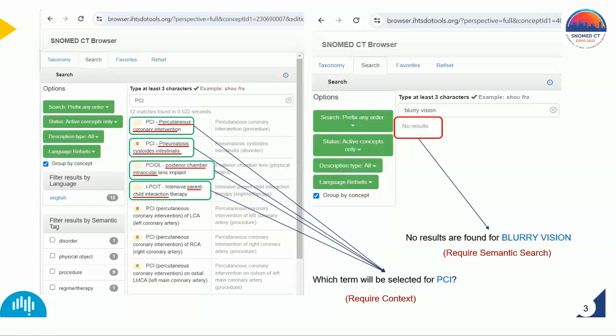This leads us to our primary motivations. First, how can we decode an abbreviation's meaning based on its contextual surrounding? Second, how can we perform semantic searches, which involve searching by the meaning of the query? Third, how can we get more detail of any given terms to validate our understanding of it? Let's now explore some demonstration of our OntoGPT tool.